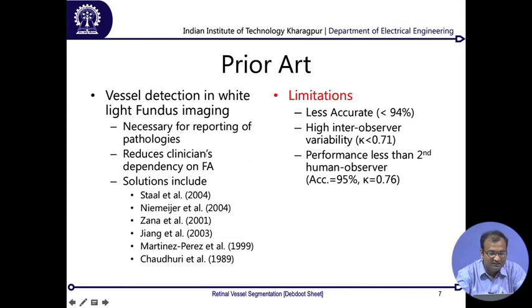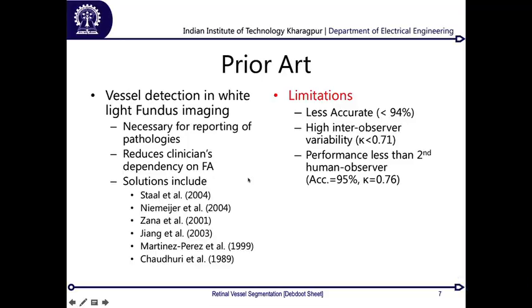Next, once we have this detection of vessels done quite effectively, it would significantly reduce a clinician's dependency on the fluorescein angiogram to find out how the vessels go. Otherwise, to find out the vessel map, I would have to do a procedure called angiography. For this, clinicians inject a dye, which is fluorescein dye. As this dye passes through your blood vessels, they keep imaging your blood vessels, and then they integrate over time.